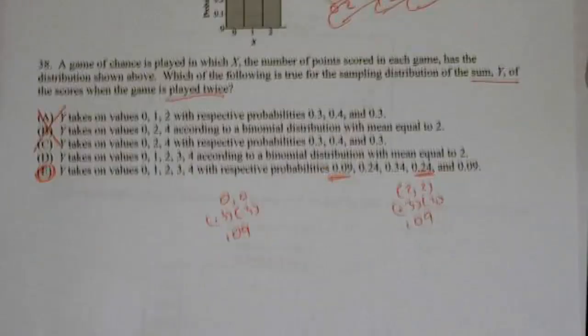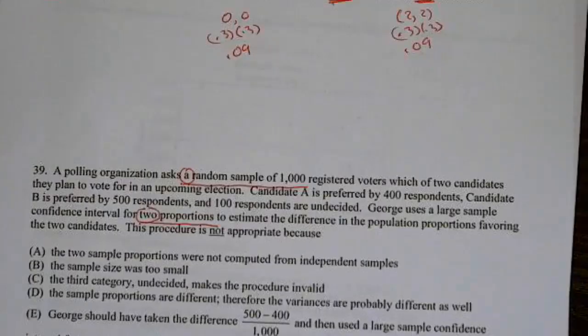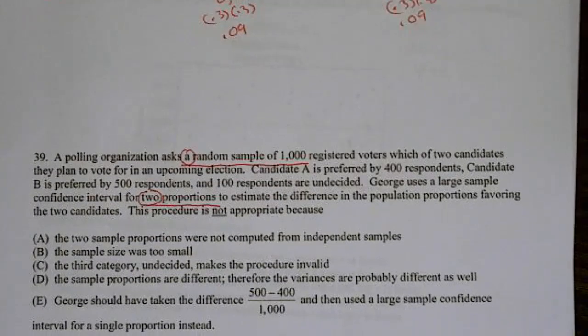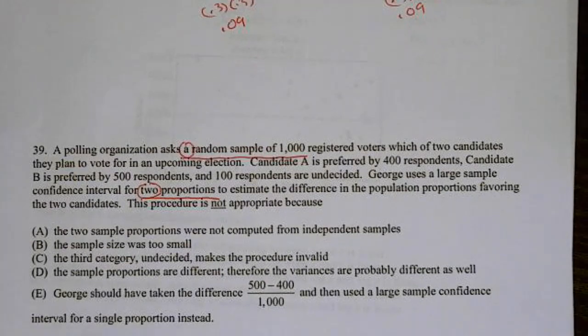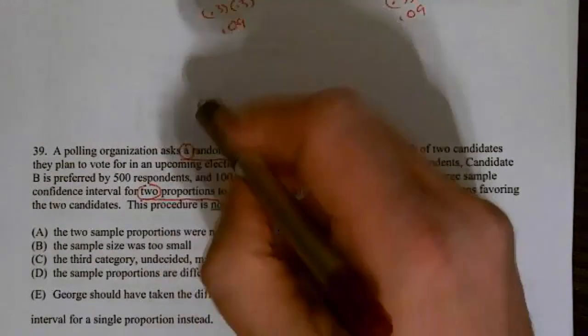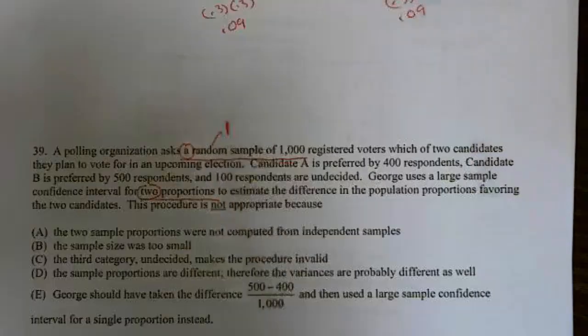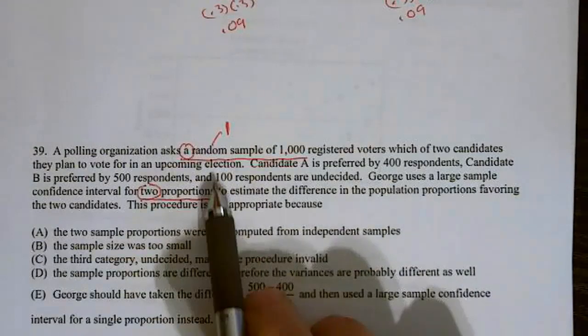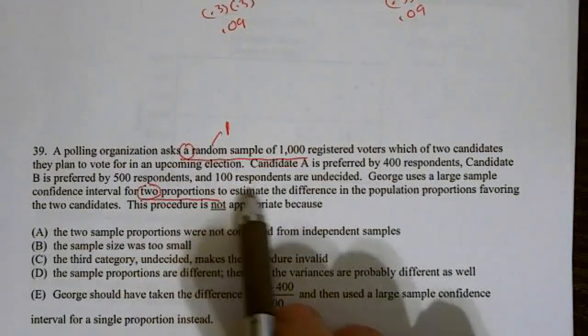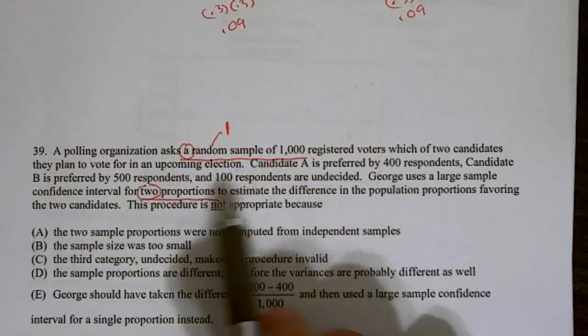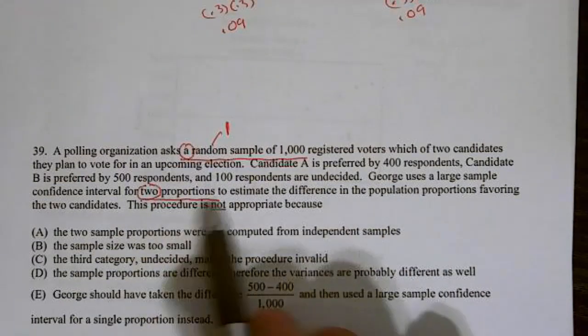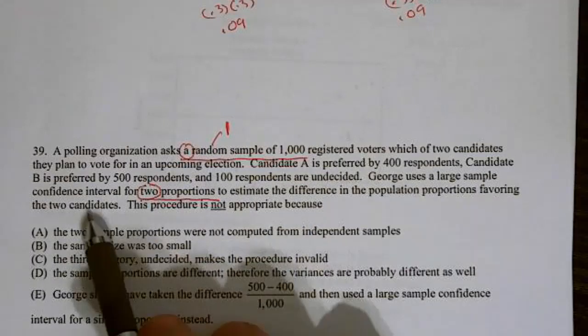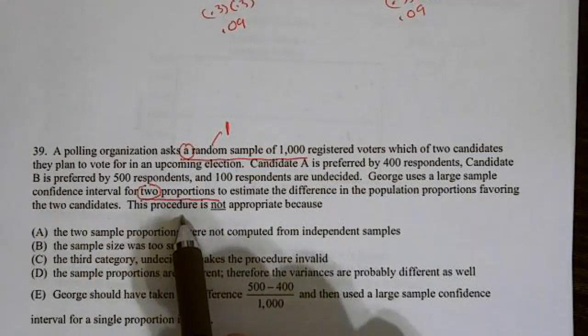Moving on. Number 39. A polling organization asked a random sample of 1,000 registered voters which of two candidates they plan to vote for in an upcoming election. Candidate A is preferred by 400 respondents. By the way, a random sample. That's one random sample. Candidate B is preferred by 500 respondents, and 100 respondents are undecided. George uses a large sample confidence interval for two proportions to estimate the difference in the population proportions favoring the two candidates. This is not appropriate.